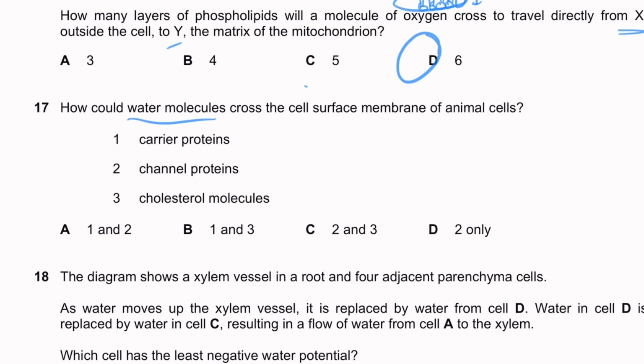However, if it was a large protein that was soluble in water, they're going to be like, okay, you get out now. We don't like you, okay? And so, carrier proteins, well, actually, no, they pass through channel proteins, and they're called aquaporins. Cholesterol molecules, really, they cannot cross the cholesterol molecules, so that's 2 only.